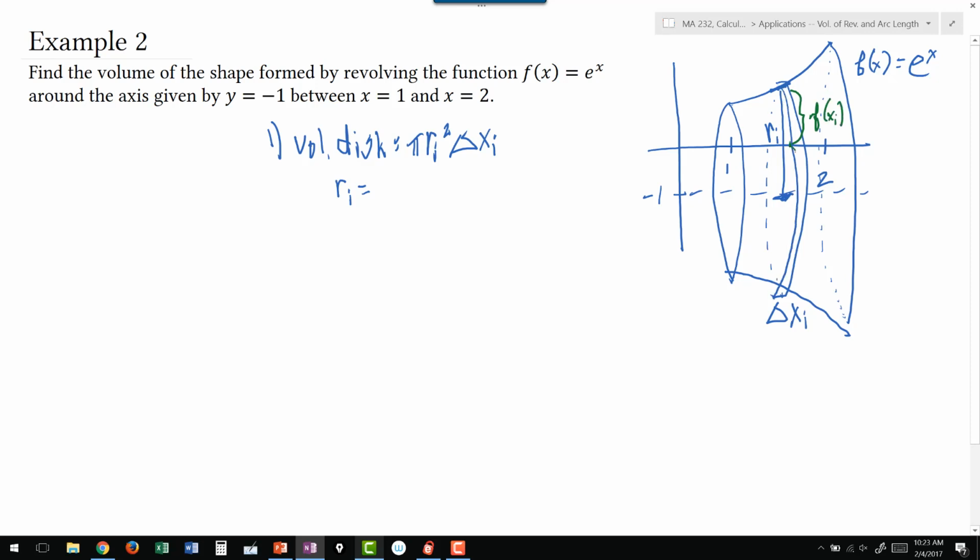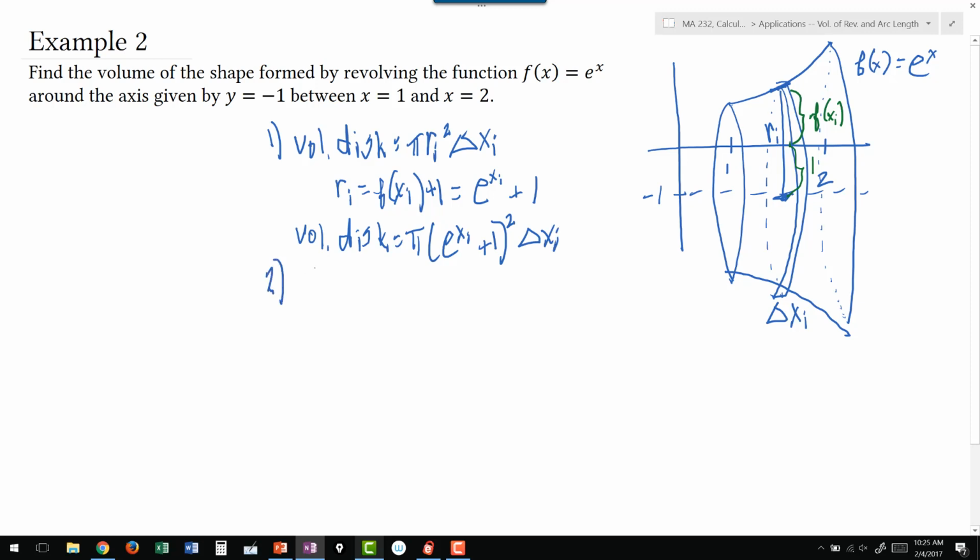So we're going to think of r sub i in two pieces. We have the part that goes from the x-axis up to the curve, which is f of xi, plus the part that goes from the axis of rotation up to the x-axis, which is the value 1. That makes our r sub i f of xi plus 1. Because the function is e to the x, the final expression for our radius will be e to the xi plus 1, and that gives a volume for our disk of pi times e to the xi plus 1 quantity squared, all times delta xi.